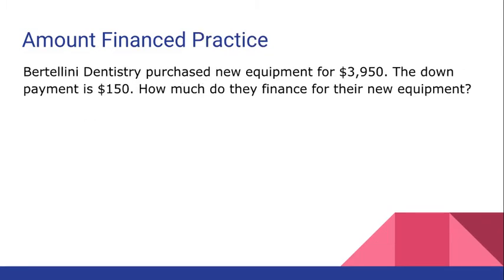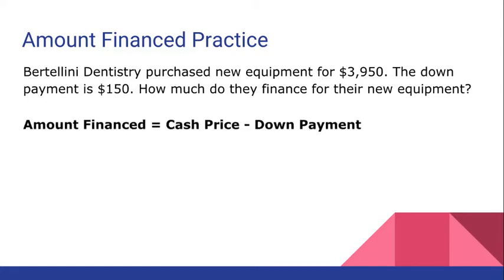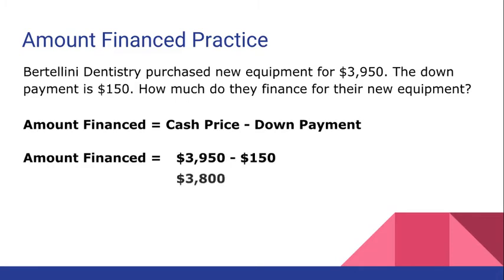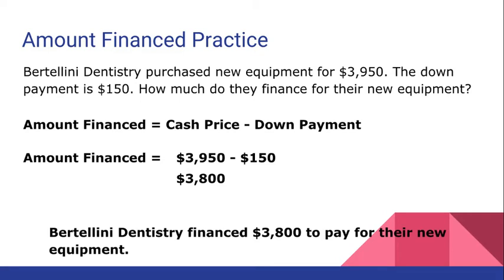So now that we've done a couple, see if you can do this one. Go ahead and pause the video and see if you can answer this. Bertolini Dentistry purchased new equipment for $3,950. The down payment is $150. How much do they finance for their new equipment? All right, now that you've had a chance to do that, let's go over it and see if you got it. We plug in the numbers that we know, do our subtraction, and we get that Bertolini Dentistry financed $3,800 to pay for their new equipment. So hopefully you got that right.